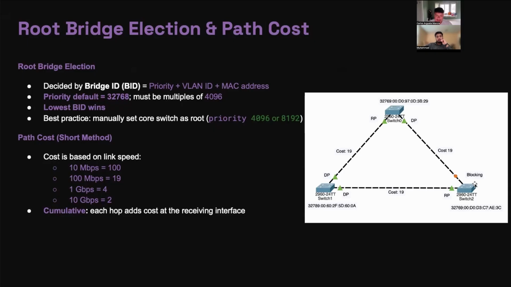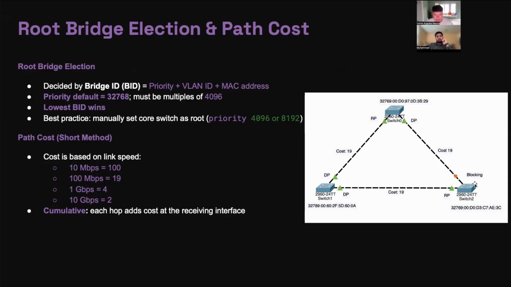However, if we can imagine the link failing between switch 0 and switch 1, the link to switch 2 becomes our redundant path that gets leveraged. So let's get into the slide here.